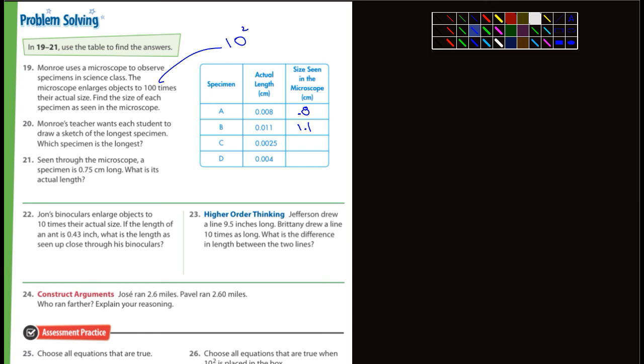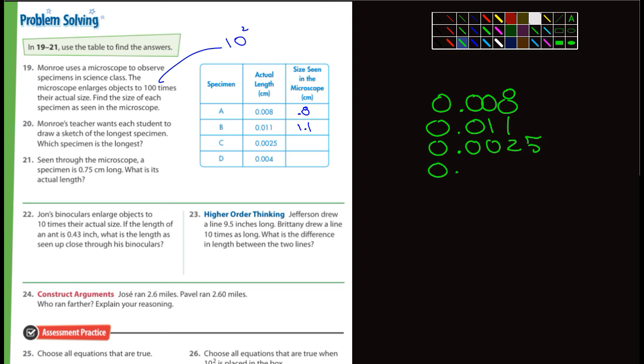The actual length, and they want which specimen is the longest. So we're going to compare all of those. How do you compare decimals? This is chapter 2, I think. I'm going to write the first one, 0.008. What's the second one? 0.011. What's the third one? 0.0025. And the last one is 0.004. And I can add a 0 here just to kind of help keep things lined up.